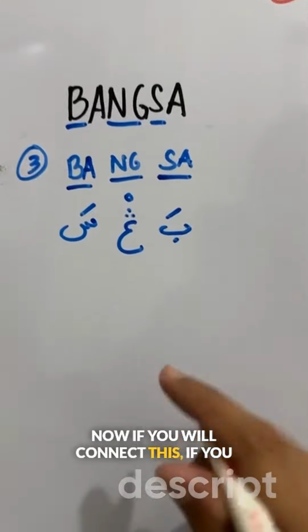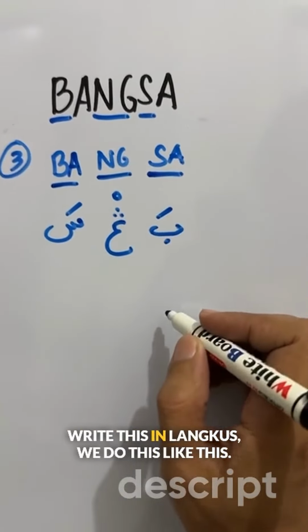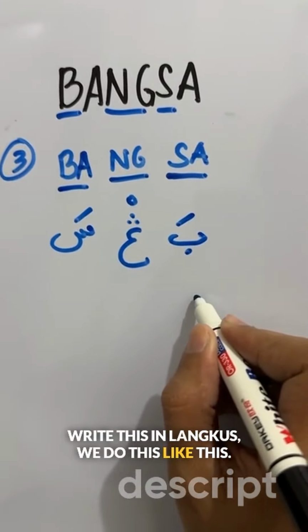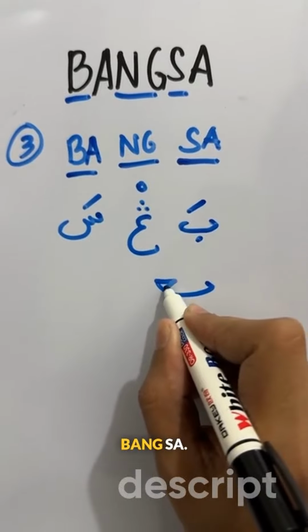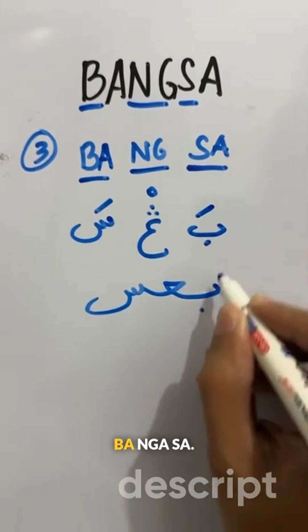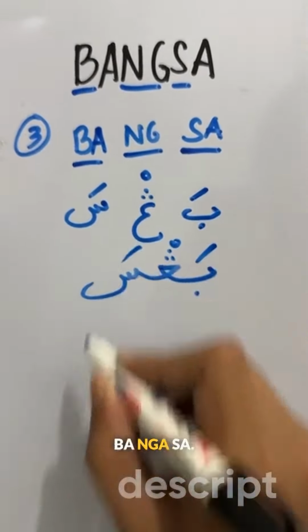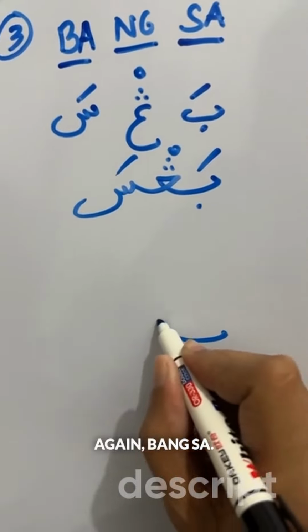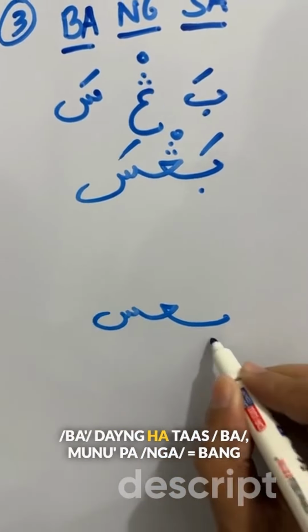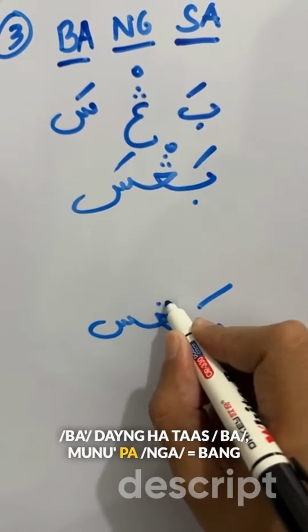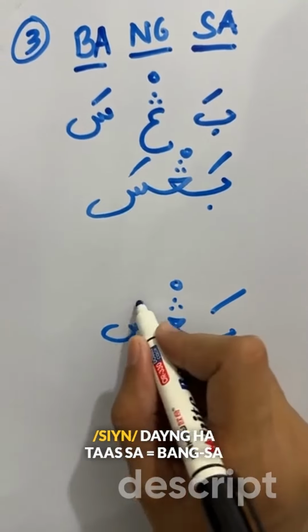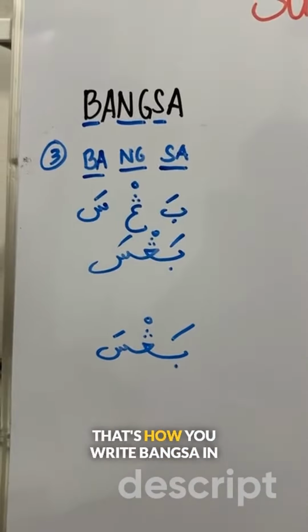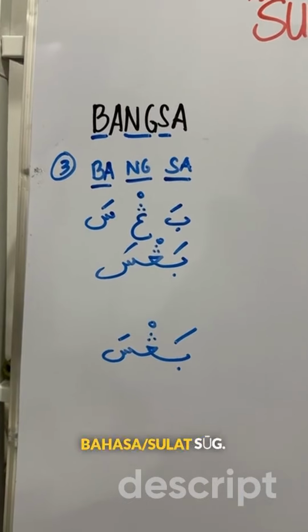Now if we connect this, if you write this in Langkus, we do it like this: bang, sa, ba, nga, sa. Again, bang, sa, ba dengan taas ba, muno pa nga bang, sin dengan taas sa, bangsa. That's how you write bangsa in Bahasa Sug.